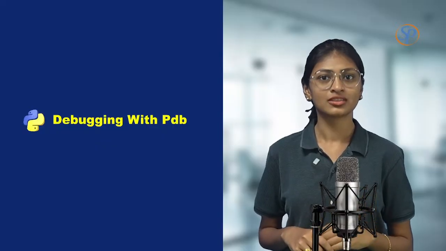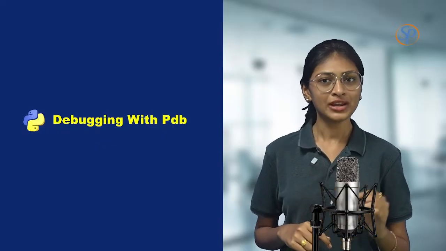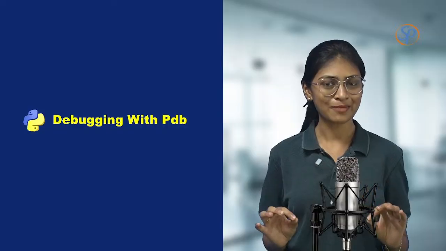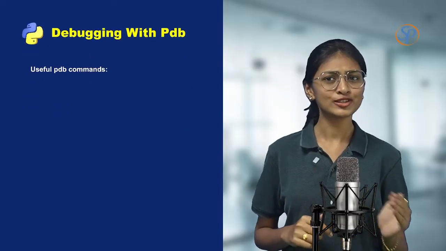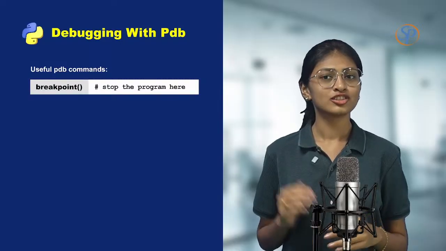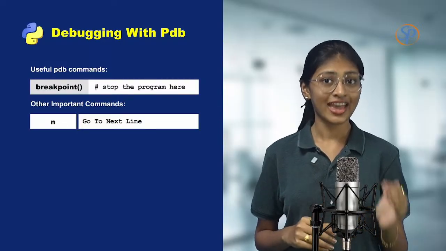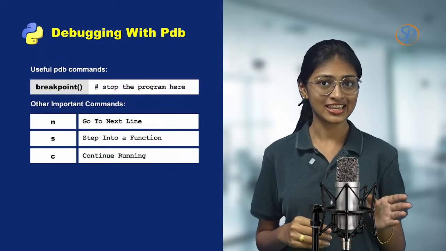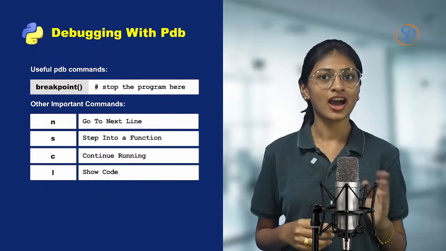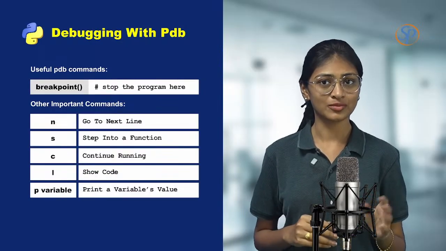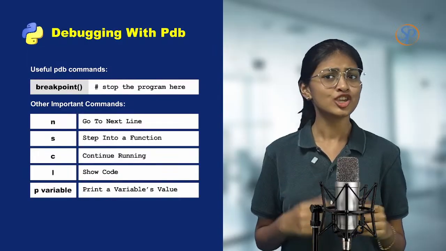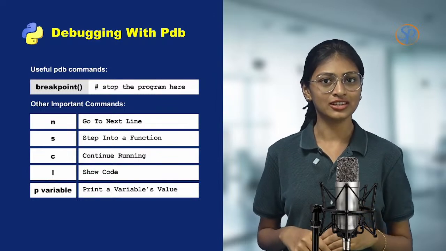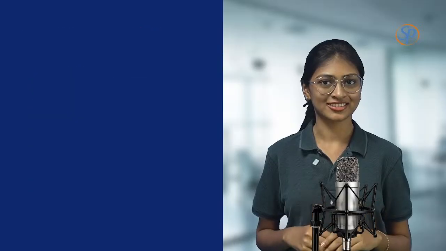Debugging with PDB. Python has a built-in tool called PDB for debugging. It allows you to pause your program and check what is happening line by line. Useful PDB commands. breakpoint: stop the program here. n: go to next line. s: go into a function. c: continue running. l: to show code. p variable: print a variable's value. You can use PDB to fix problems like incorrect logic, wrong variable values or unexpected errors.